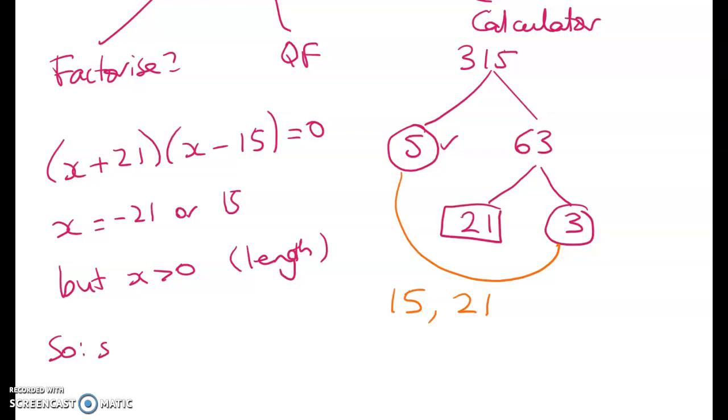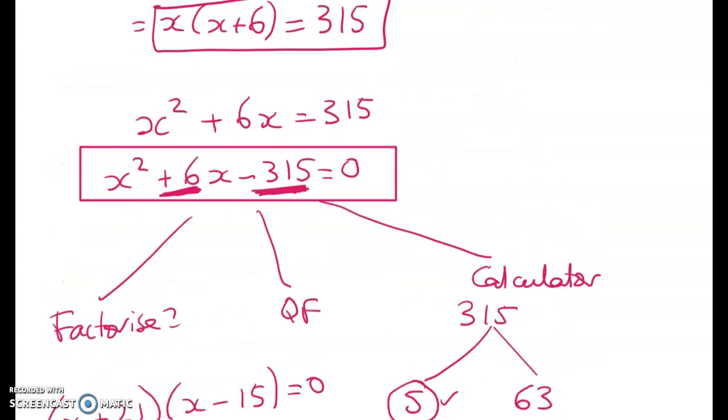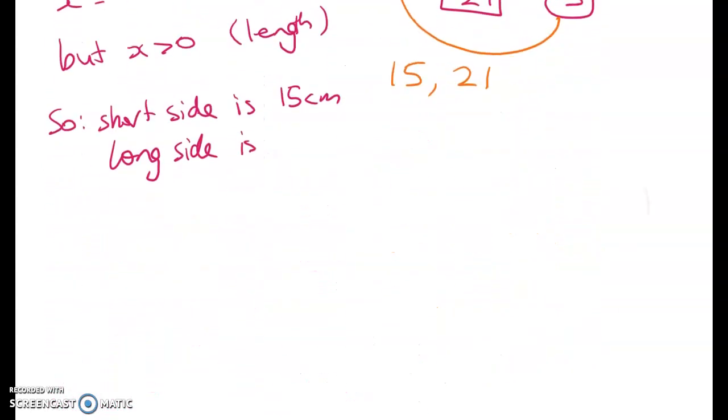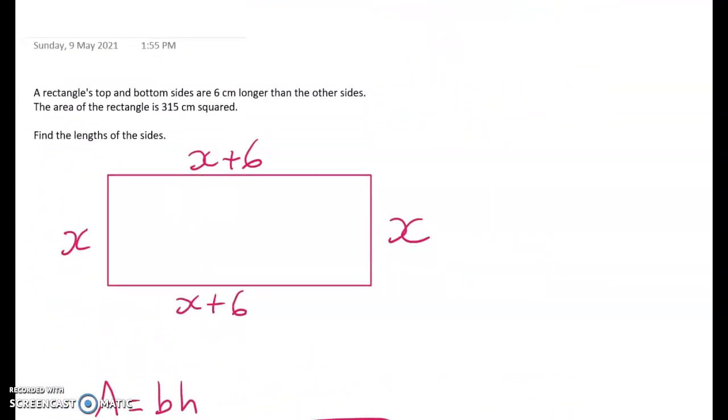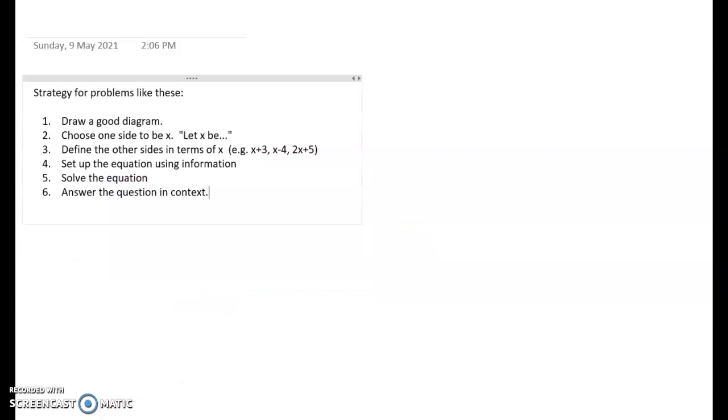So the short side is 15 centimetres and the long side is going to be that plus 6, which is 21 centimetres. Okay, so let's look at what we did here, because these steps are going to work in each case. Well, the first thing I did is that I drew a diagram and I labelled some sides, and I chose one side to be x.